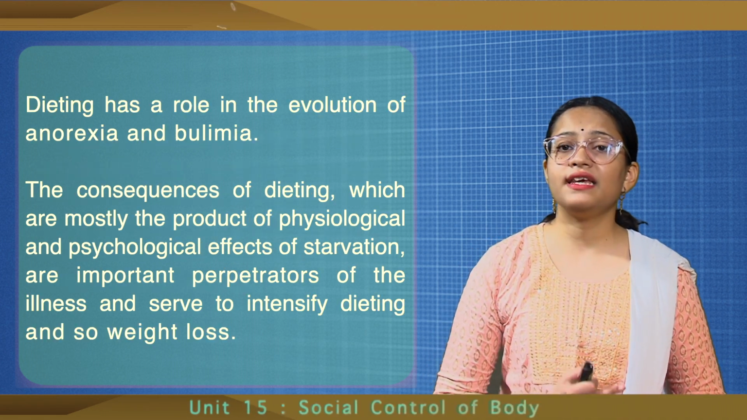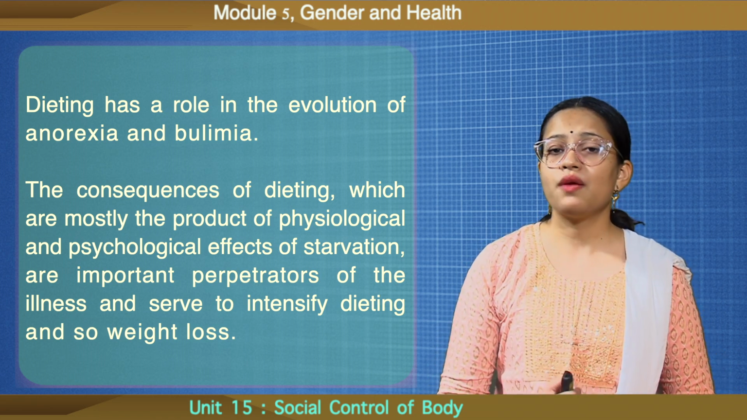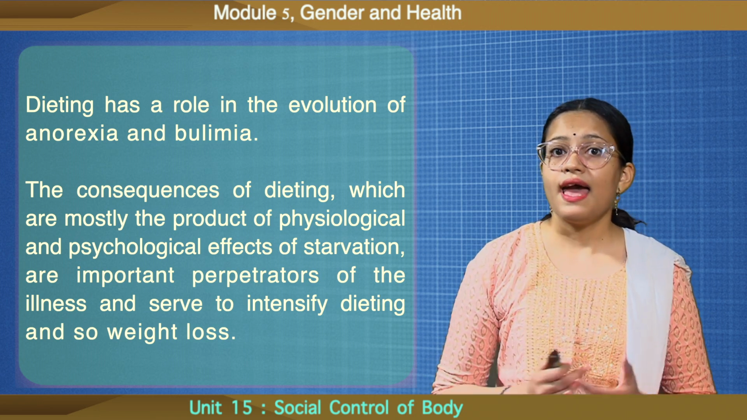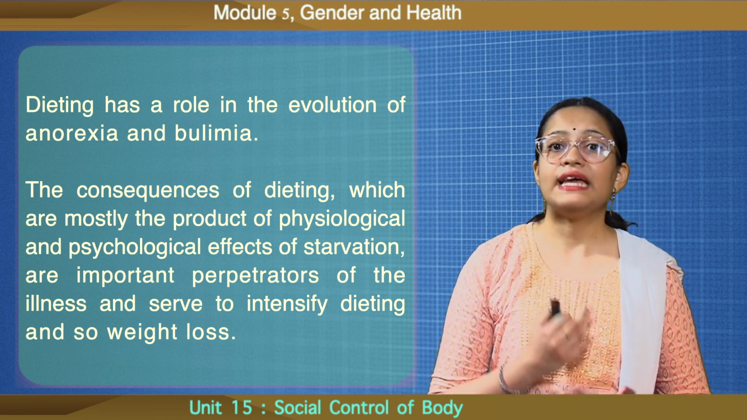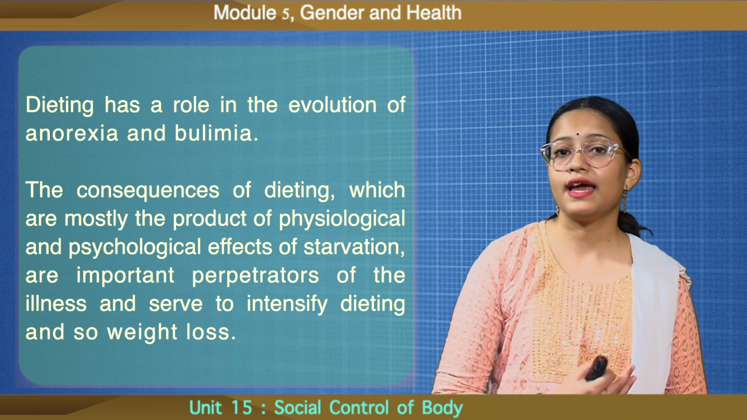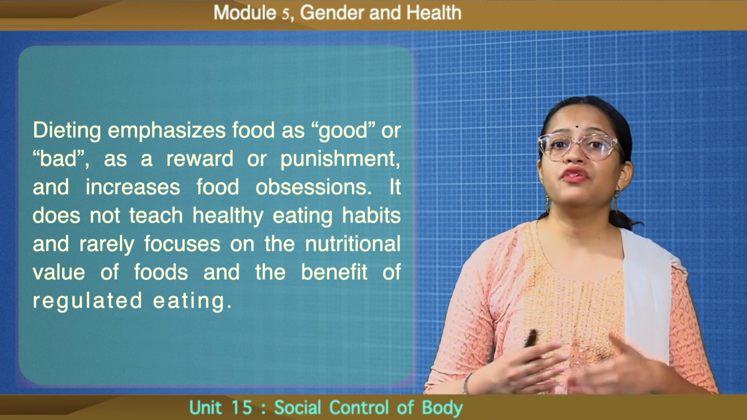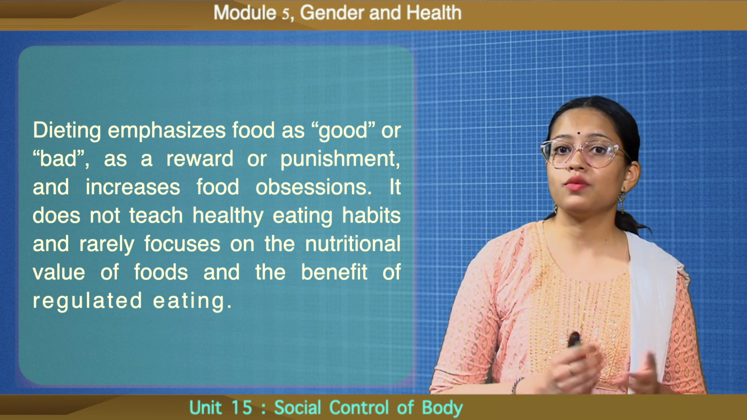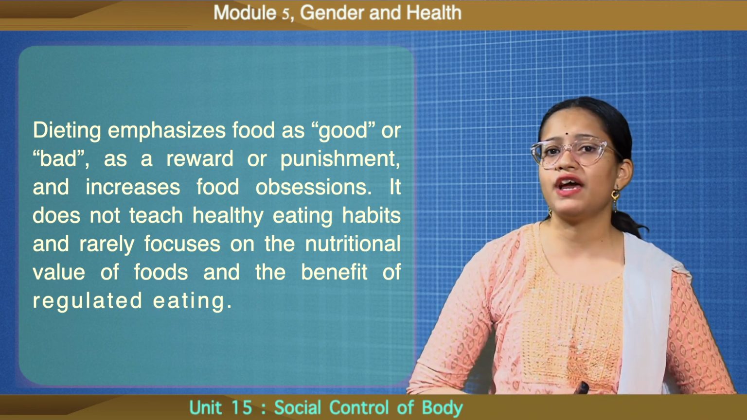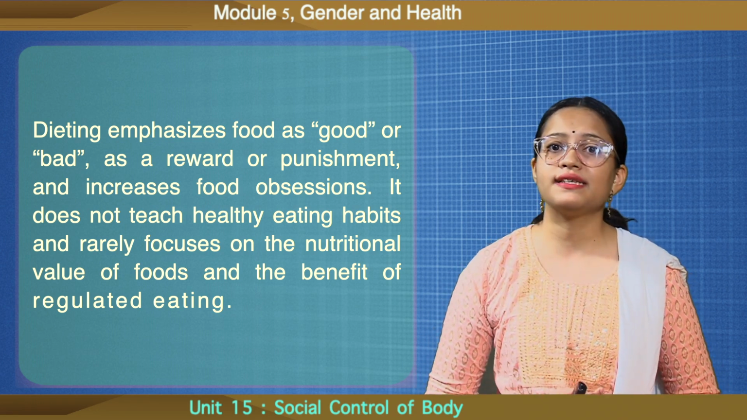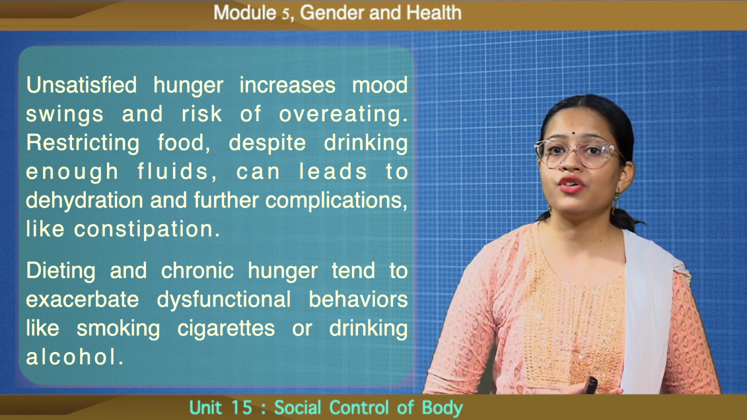Dieting has a role in the evolution of anorexia and bulimia. The consequences of dieting, which are mostly the product of psychological effects of starvation, are important preparators of illness and serve to intensify dieting and weight loss. Dieting emphasizes food as good or bad, as a reward or punishment, and increases food obsessions. It does not teach healthy eating habits and rarely focuses on nutritional value of foods and the benefit of regulated eating. Unsatisfied hunger increases mood swings and risk of overeating.